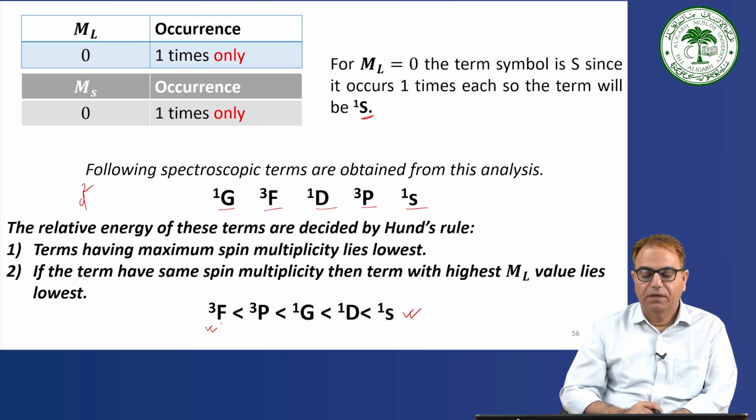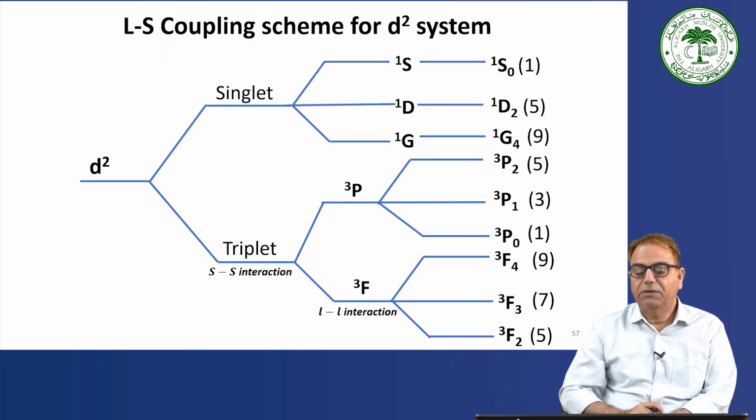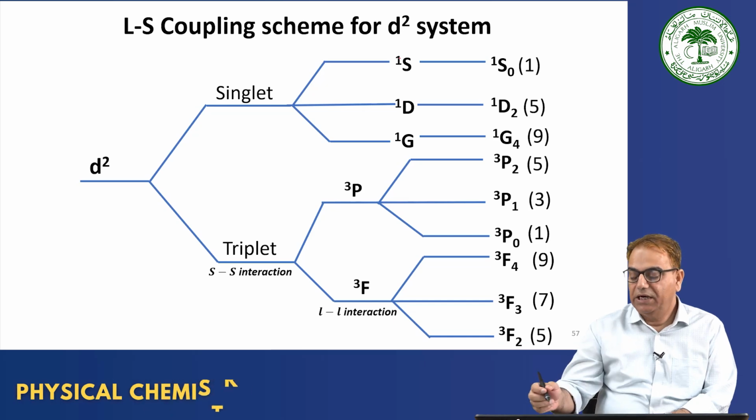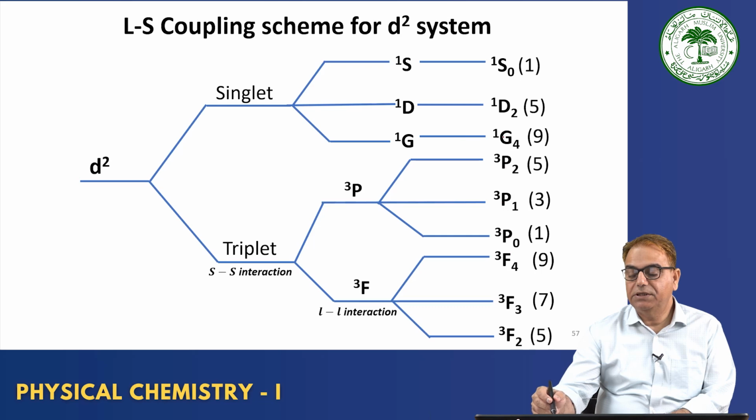Okay. So this way, now again the J value I have not written here, but if you write the J value, it comes out like this. The LS coupling scheme for the d2 system gives you triplet F at the bottom, then triplet P, then singlet G, then singlet D, then singlet S. And if you write the J value, then triplet F splits into triplet F2, triplet F3, triplet F4. Triplet P splits into triplet P0, triplet P1, triplet P2. Singlet G becomes singlet G4, singlet D becomes singlet D2, and singlet S becomes singlet S0.